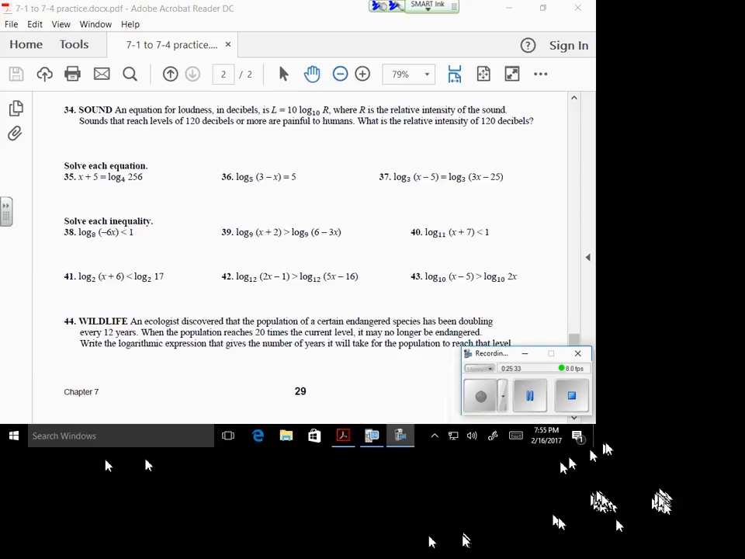So 120 is going to represent our loudness in decibels. So 120 is equal to 10 log base 10 of some number r. Divide both sides by 10, and then we'll get 12 is equal to log base 10 of r. And we'll write that as 10 to the 12 is equal to r. We put that in our calculator, and actually that's too long, so we'll just leave it as 10 to the 12.